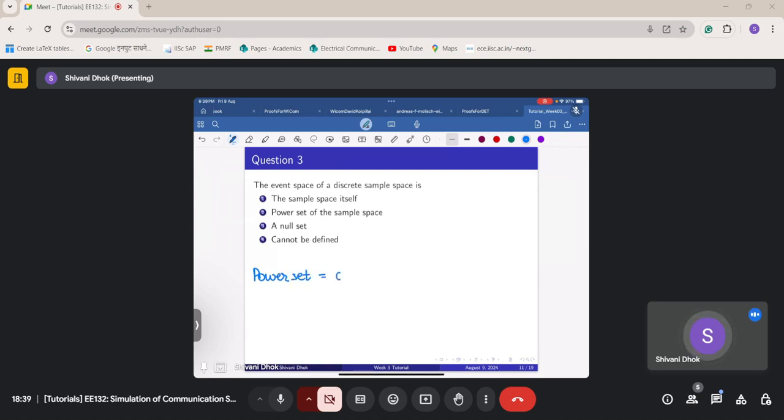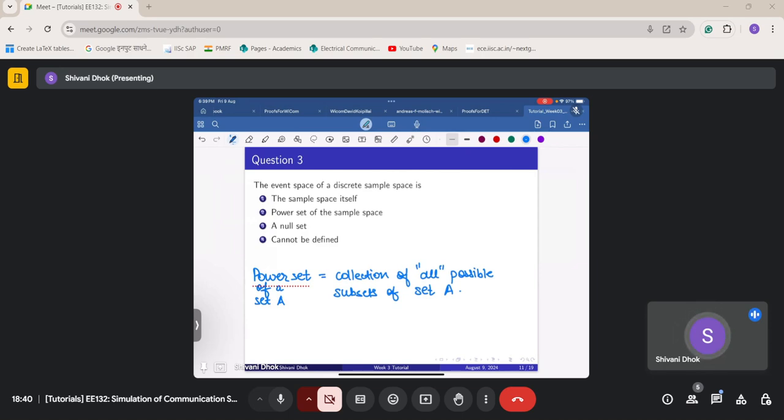So power set is the collection of all possible subsets. So let's say the power set of a set A is the set of all subsets of set A. Okay. And the last one is a null set, and the fourth one is cannot be defined.